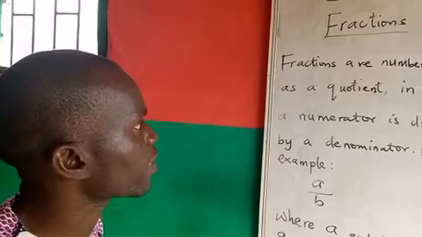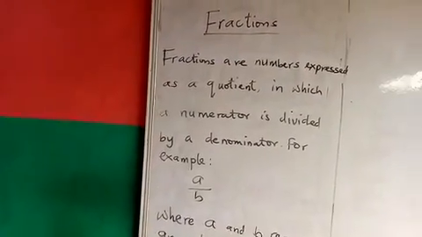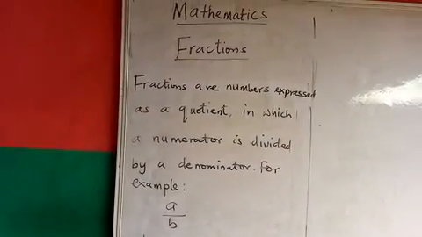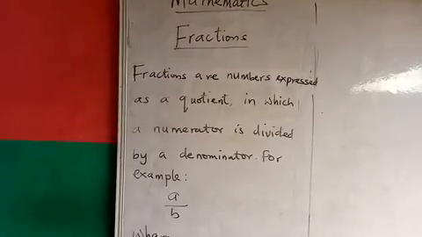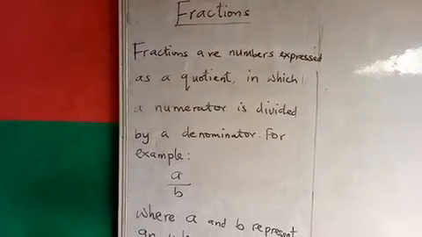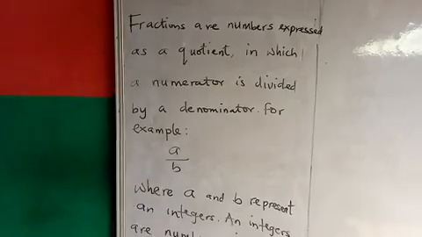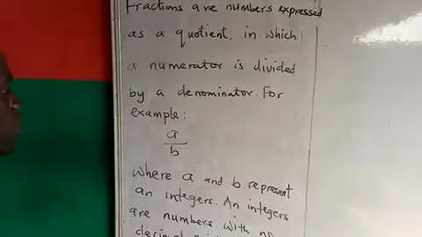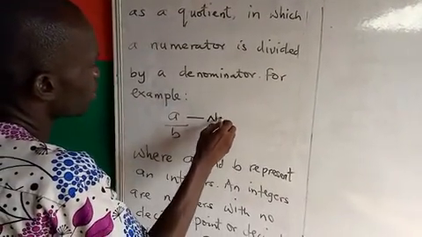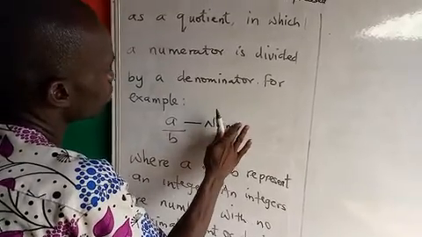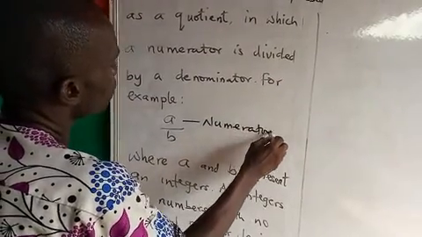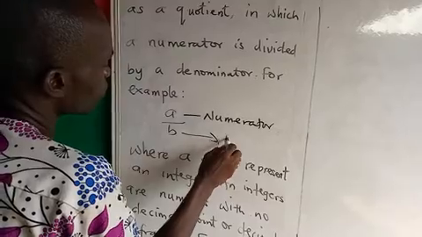Now, what are fractions? Fractions are numbers expressed as a quotient in which a numerator is divided by a denominator. For example, we say A over B is an example of a fraction. You can see A here is a numerator, while B here is a denominator.